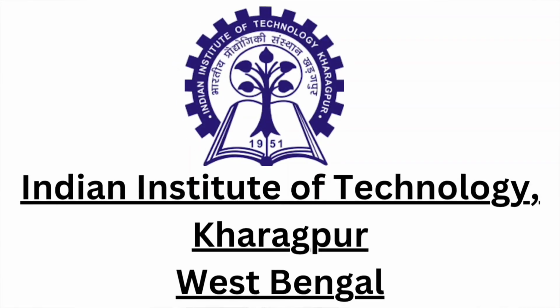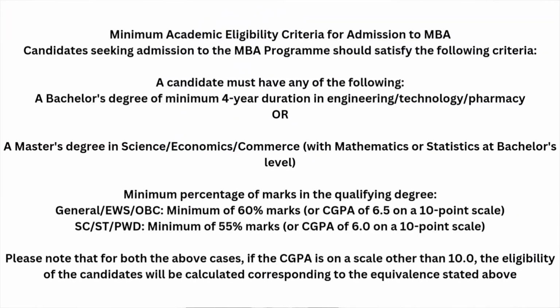If we consider the eligibility criteria for IIT Kharagpur, then you must have a 4-year graduation in a stream like engineering, technology, or pharmacy. Or if you have a master's in science, commerce, or economics, then you are also eligible to apply for this college. Then there is one more criterion. In graduation, you must have 60% or more marks for the general category. And if you are from the reserved category, there is a 5% relaxation.